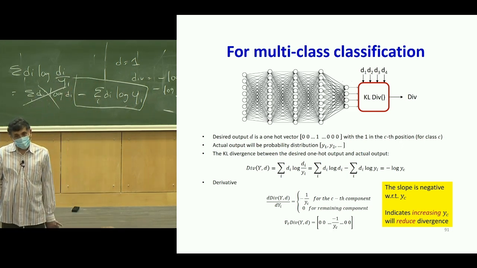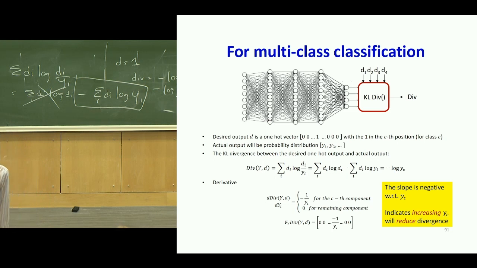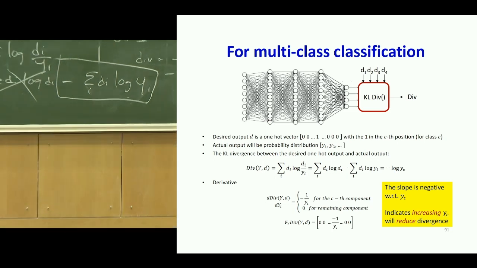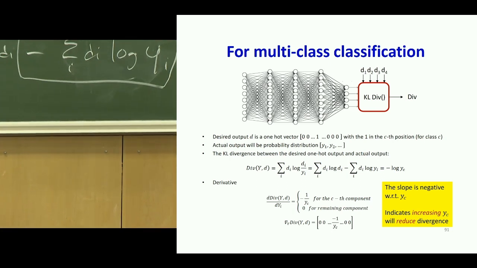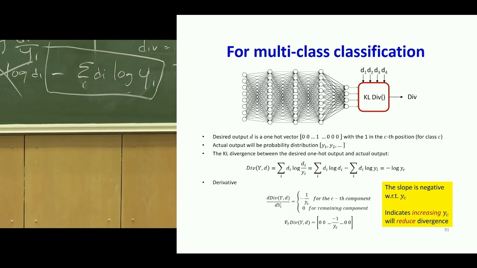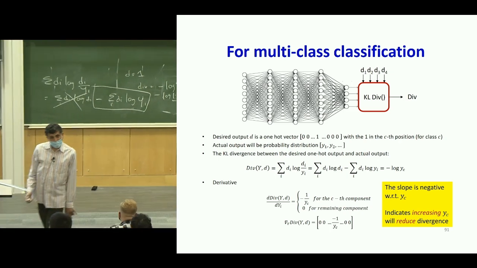And this is what is also called the cross entropy. So when you're working with your neural networks, you will often encounter the term cross entropy loss rather than the Kullback-Leibler divergence. They end up being the same thing when you have one-hot representations, right?